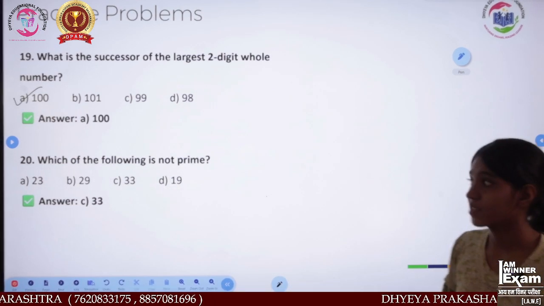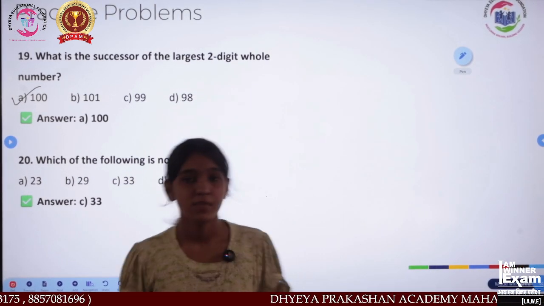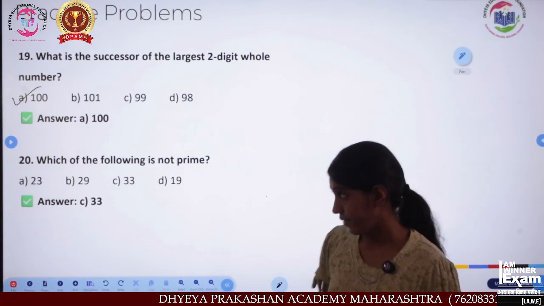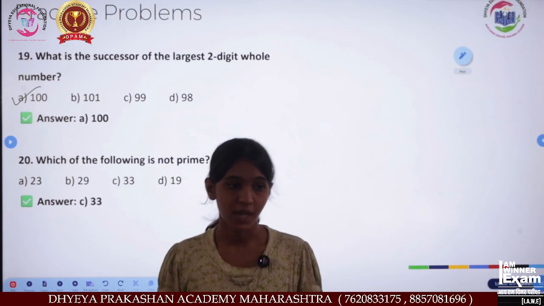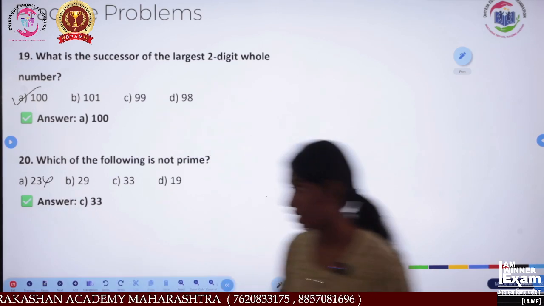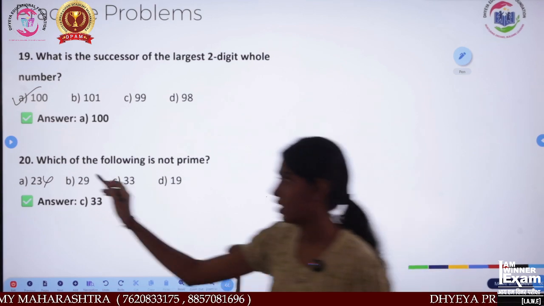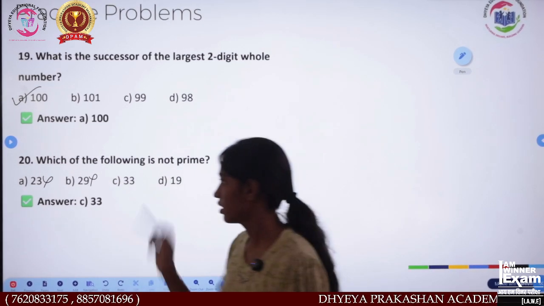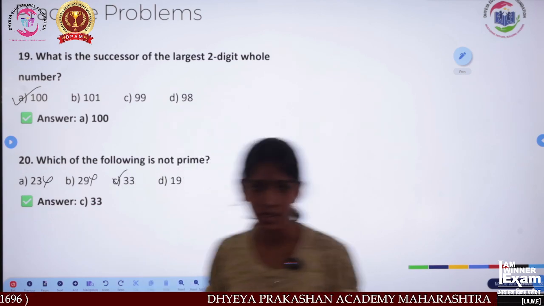Which of the following is not a prime number? What is a prime number? A prime number has only two factors, 1 and itself. 23. Is 23 a prime number? No, it has more than two factors. It is not correct. 29 is also incorrect. 33 is right. 33 is the correct answer.